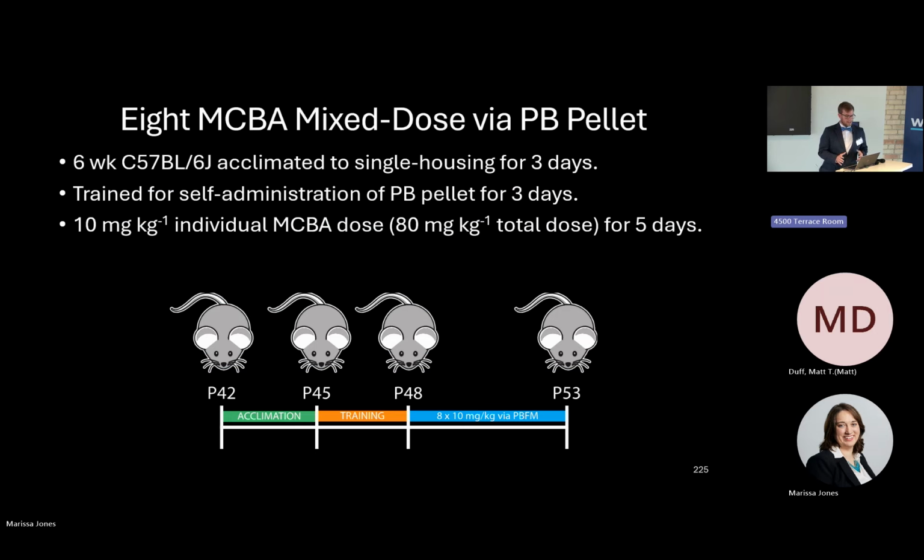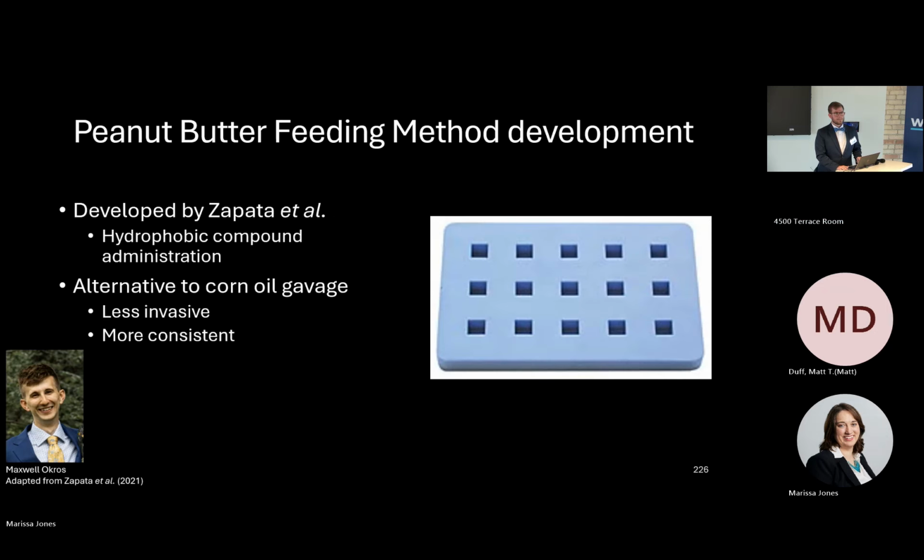So for a small pilot experiment, we mixed all 8 of the MCBAs we had on hand in 1 dose, trained mice to eat a peanut butter pellet, and then fed these MCBAs to the mice through that peanut butter pellet. Bile acids themselves are fairly hydrophobic, so this is a much more consistent way to deliver those versus a corn oil gavage or something along those lines.